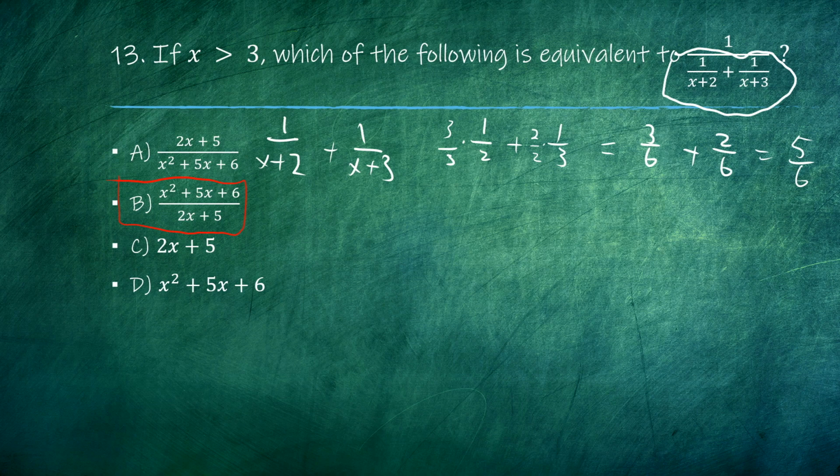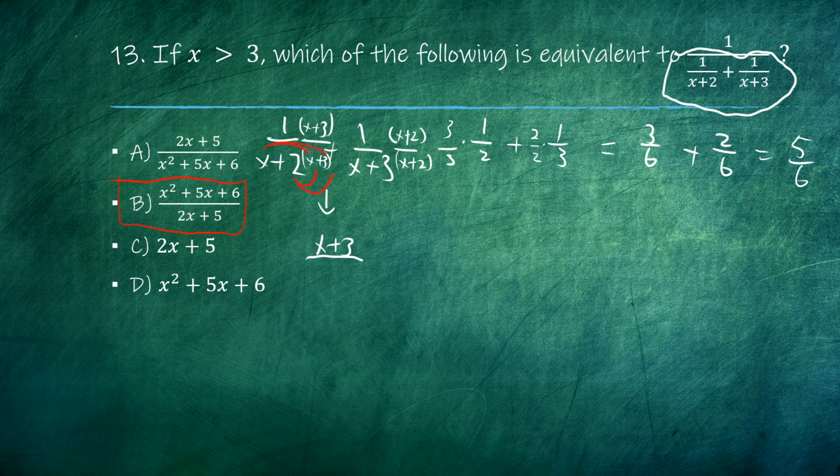We can multiply top and bottom by x plus 3 over x plus 3. And here we can multiply top and bottom by x plus 2 over x plus 2. So this becomes x plus 3 over x plus 2 times x plus 3. So it is once again just a FOIL. x times x is x squared, plus x times 3 is 3x, plus 2 times x is 2x, plus 2 times 3 is 6.